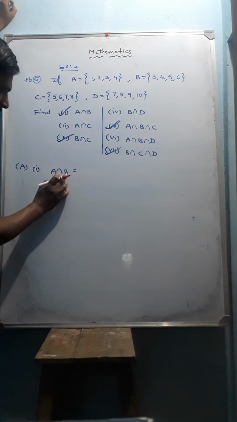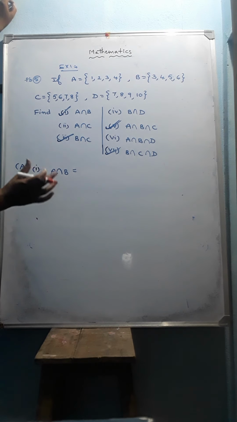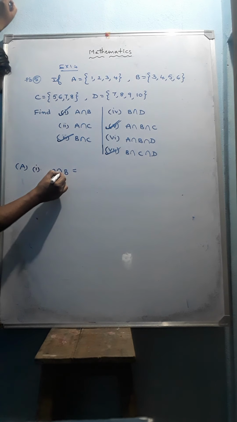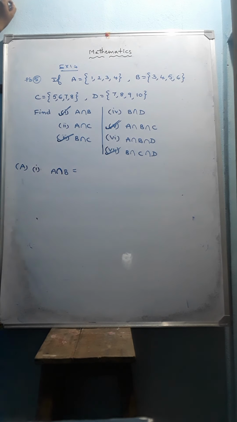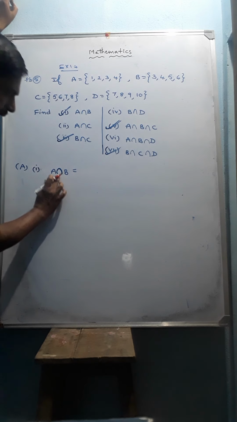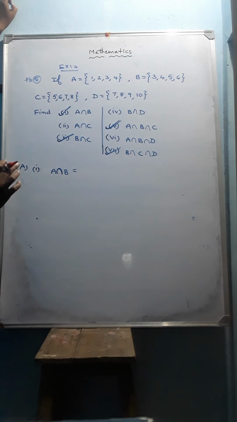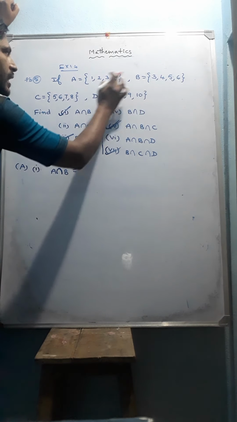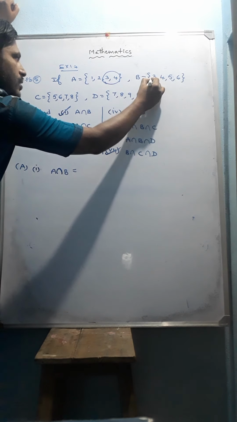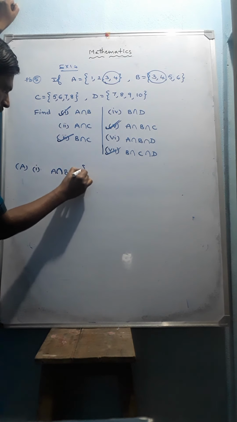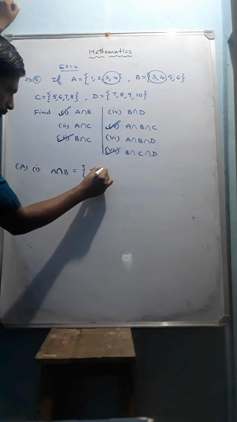In A set and B set, which are common, those elements only you have to write. Why? Because here intersection symbol is there. If intersection symbol is there, you have to write only common elements. So in A set and B set, which are common? 3, 4. Here also 3, 4. The answer is 3, 4.